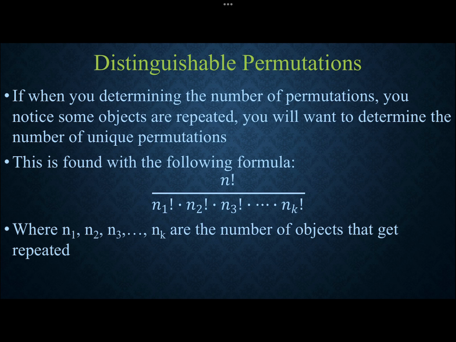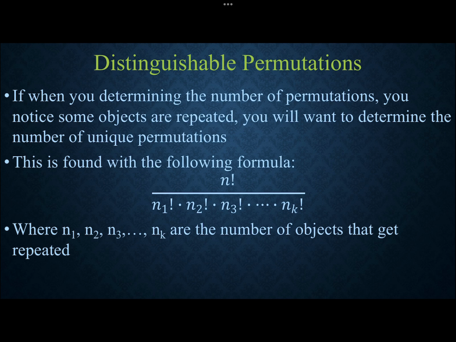Now, if we're talking about the idea of distinguishable permutations, this is generally when we talk about arranging objects when there's things being repeated. This is n factorial up top. That's where n is the total number of objects. And then n1, n2, n3, and so on up to nk in general, factorials multiplying together on the bottom, individually factorial. These are the ones that are repeated.